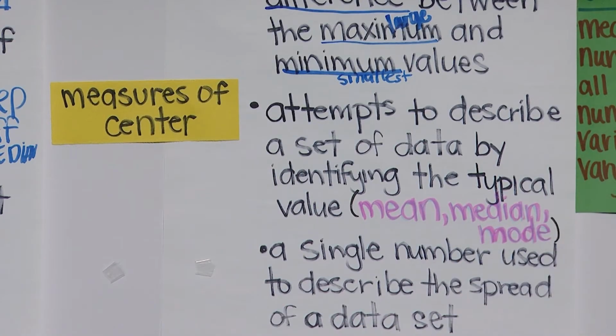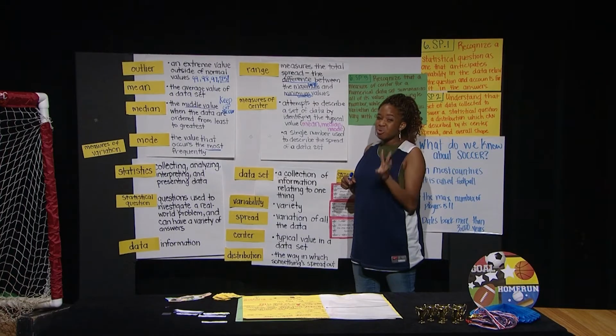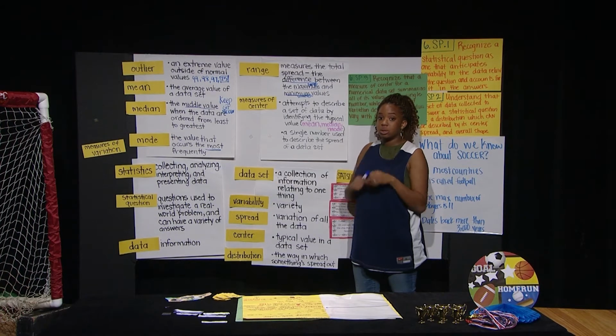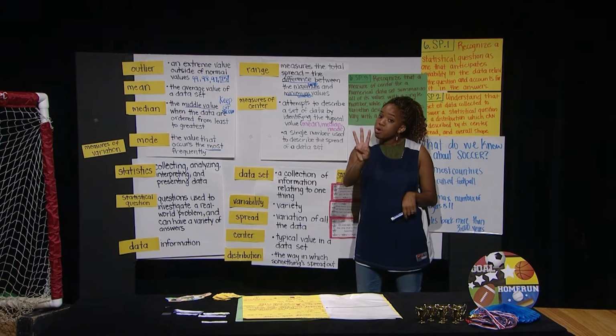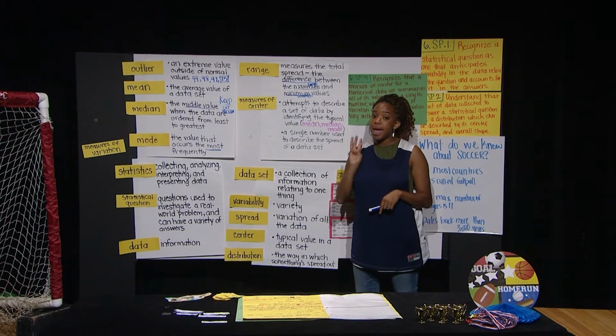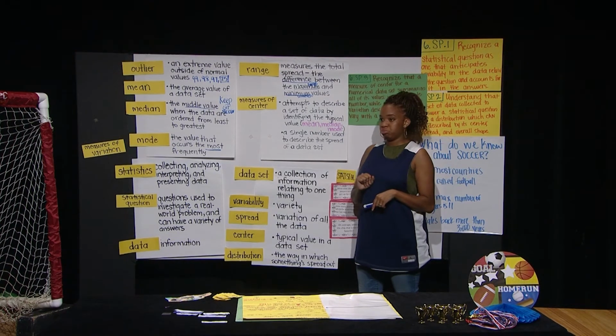Measures of center attempts to describe a set of data by identifying the typical value. Now we have three measures of center: mean, median, mode. Again, we have three measures of center: mean, median, and mode. 3 M's.